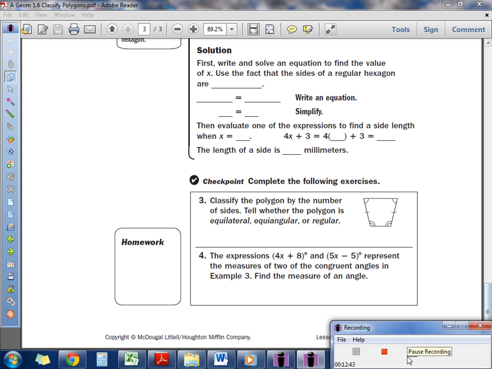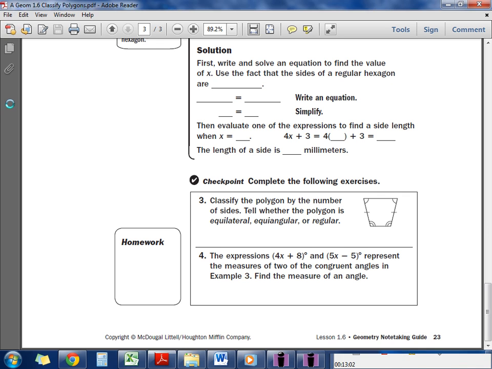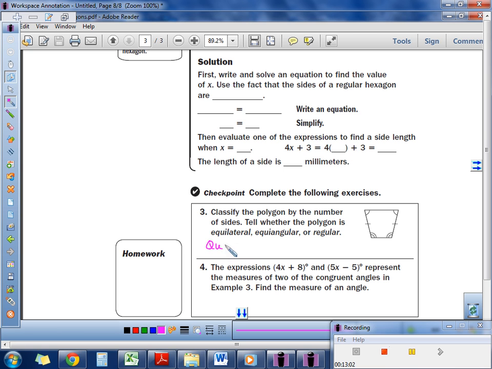Now I want you to try these checkpoints. They align with the last few examples we've done. So try them on your own. Checkpoint number 3 says classify by the number of sides. So let's do that first. How many sides does it have? 4, and 4 is a quadrilateral. Good. So I'll write that out. Quadrilateral.